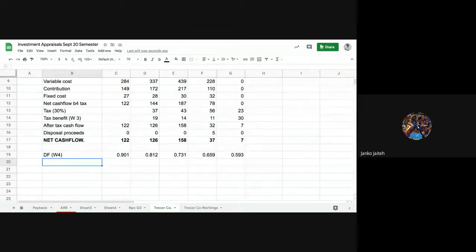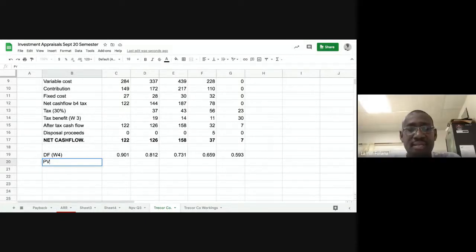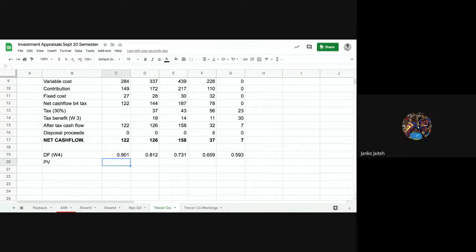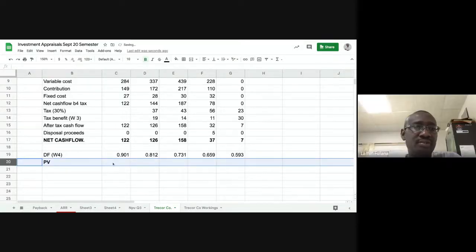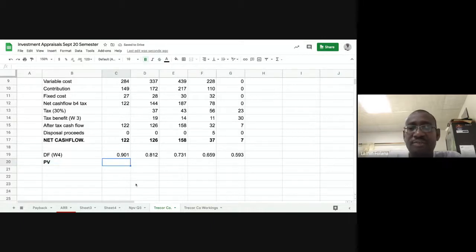Present value. We calculate our present values. Excellent, so I just sorted it. How do we calculate our present values? The discount factor multiplied by the cash flow. Okay, discount factor multiplied by the net cash flow. So give me the formula.